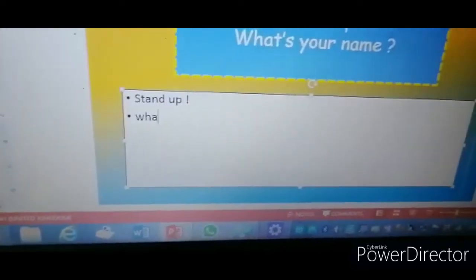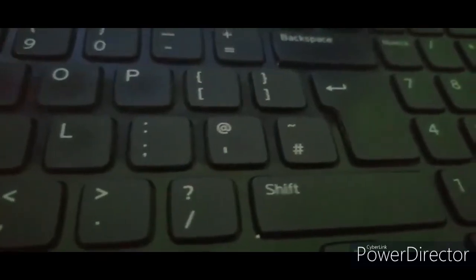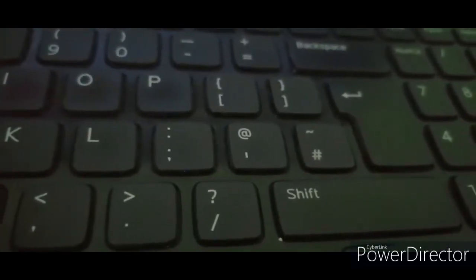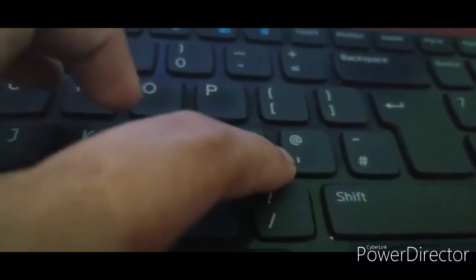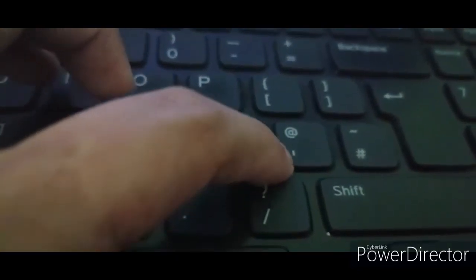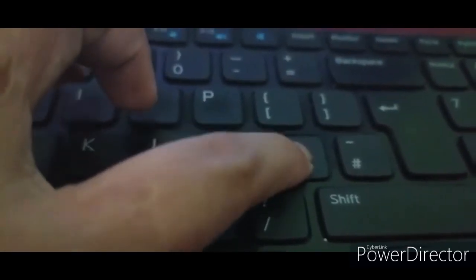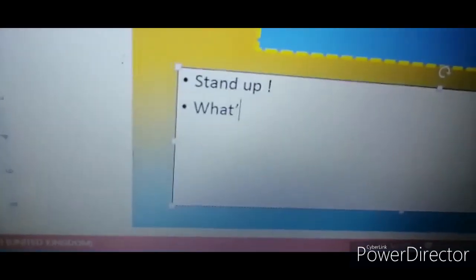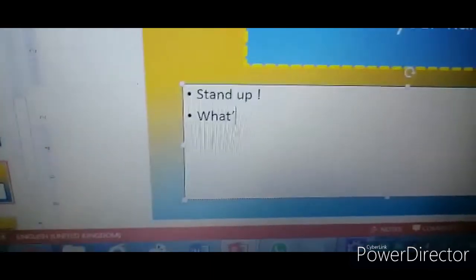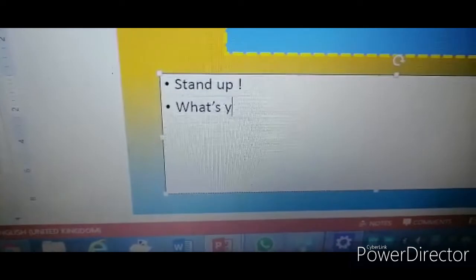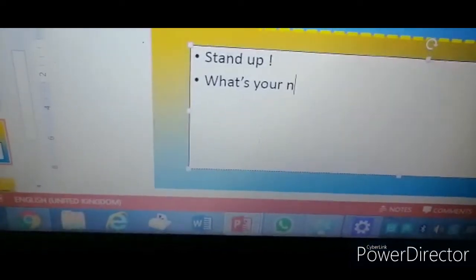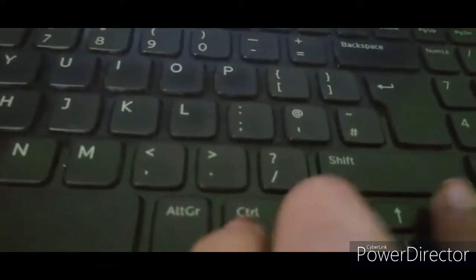What? Apostrophe is on this key. The one which is down, I press it. And here is apostrophe. S, your name. And question mark. Shift and the other finger on question mark.